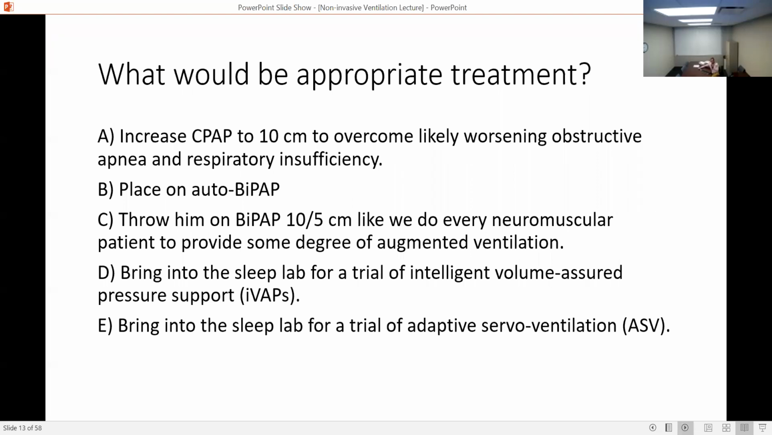What would be the most appropriate treatment in this patient as far as NIV goes? Just continue on CPAP, but give them a little bit more positive airway pressure. Just put them on an auto bilevel mode. Just put them on BiPAP 10/5 to give a little bit of augmented ventilation. Consider a trial of volume assured pressure support or adaptive servo ventilation.